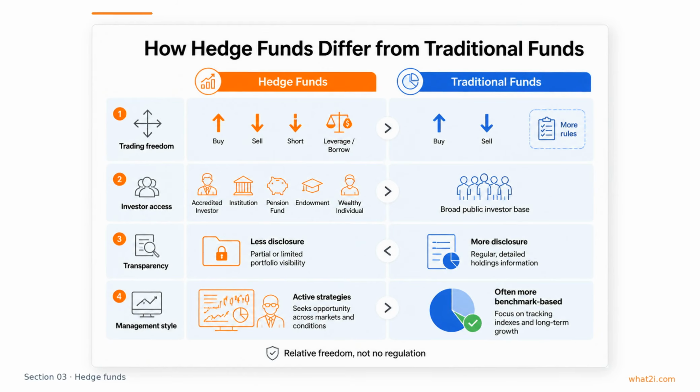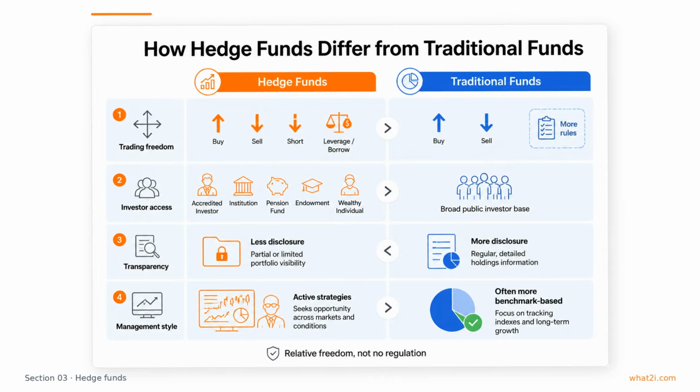Compared with traditional mutual funds, hedge funds usually operate with fewer portfolio restrictions and target more sophisticated investors. They often have greater freedom to borrow, short assets, concentrate positions, or pursue niche strategies. Access is typically limited to accredited investors or institutions, rather than the general public. They also tend to disclose less about their holdings and may report with less frequency. That lower transparency can make them harder for outsiders to analyze in real time. At the same time, they are often more actively managed and more willing to take highly specific views. For traders, this means hedge funds can be both influential and difficult to read from the outside.